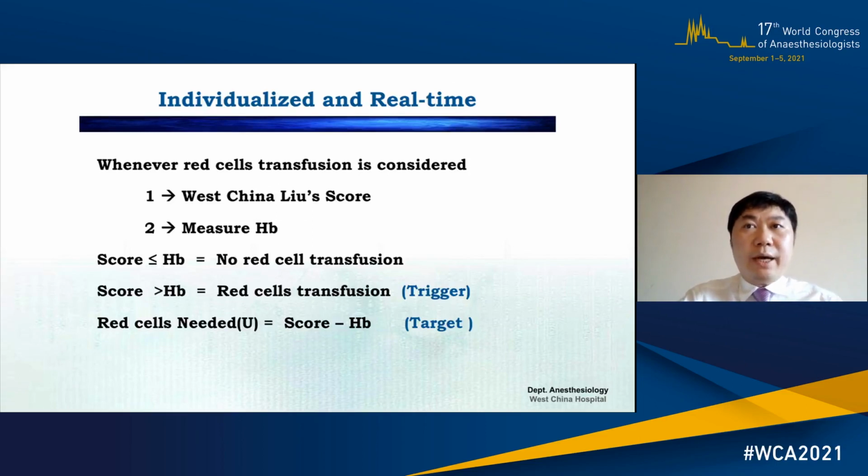The score is individualized and real-time. Whenever red cell transfusion is considered, the first step is to evaluate the patient's condition by the West-China score, and then to measure the patient's hemoglobin level. If the score is less than the instant hemoglobin level, red blood cell transfusion will not be necessary. And if this score is more than the HbA level, red cells should be transfused, and the volume of red cells is calculated as the difference of the West-China score minus the instant hemoglobin level. So the score is the transfusion trigger and target at the same time.